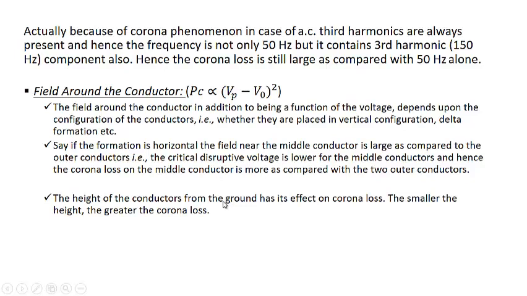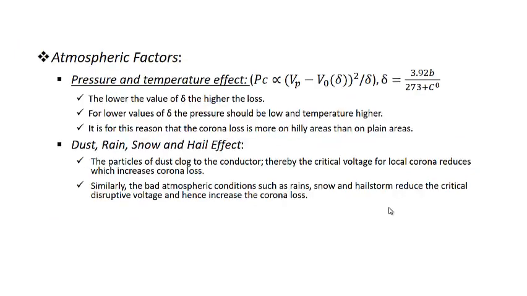Also, the height of the conductor from the ground has an effect on the corona loss. The smaller the height, the greater is the corona loss, because of the field effect on the critical disruptive voltage of the conductor. This is actually for the vertical configuration, and the conductor which is near to the ground, that is the conductor at the bottom, will have higher corona loss because of the lower critical disruptive voltage.